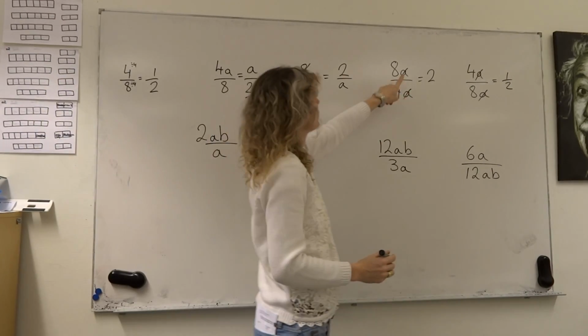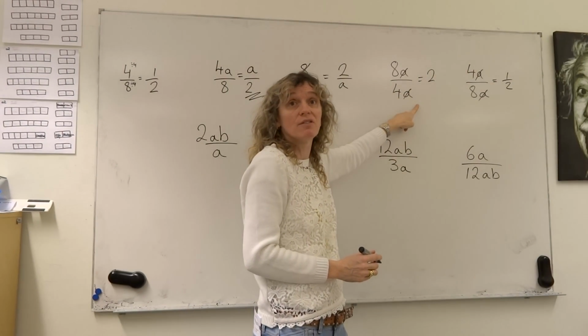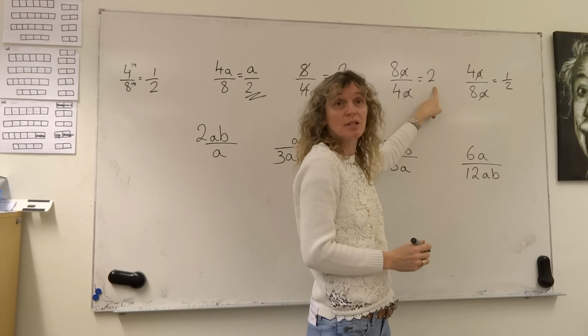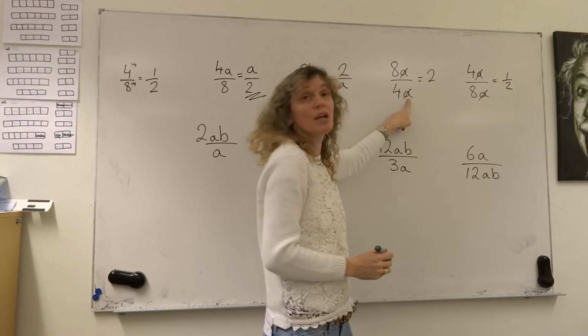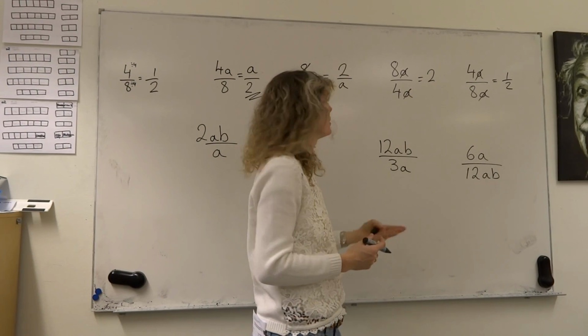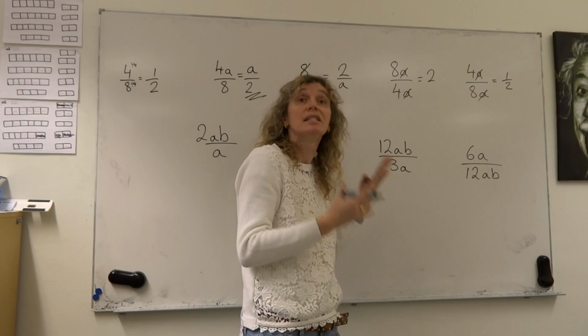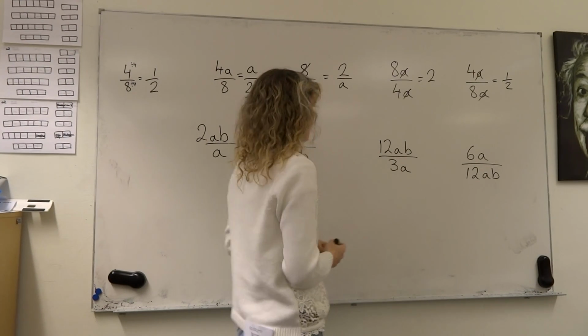But if we have a letter on the top and the same letter on the bottom, they will cancel with divide, and you'll end up with an absolute number instead. Your variable cancels because it's the same variable. It wouldn't have done so if it had been a on the top and b on the bottom. Then they wouldn't have cancelled because they're different letters. But when it's the same letter.